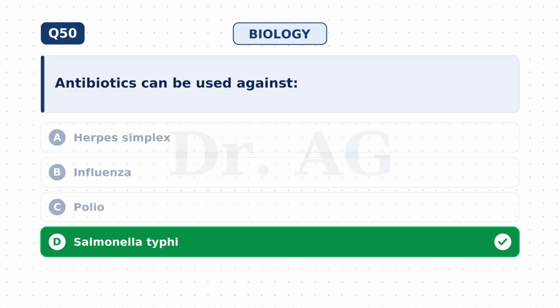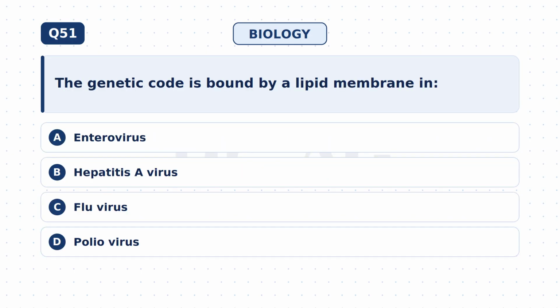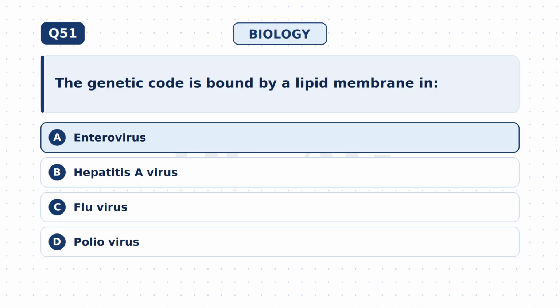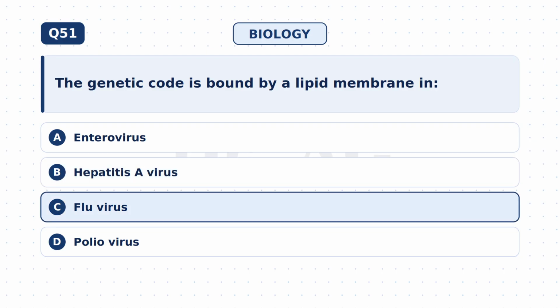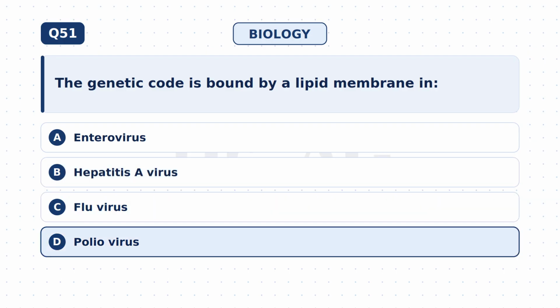The correct answer is D. Salmonella typhi. Question 51. The genetic code is bound by a lipid membrane in. Option A. Enterovirus. Option B. Hepatitis A virus. Option C. Flu virus. Option D. Poliovirus.